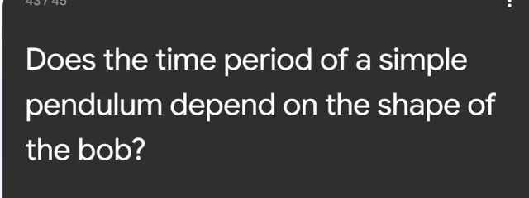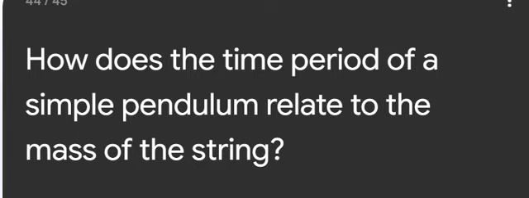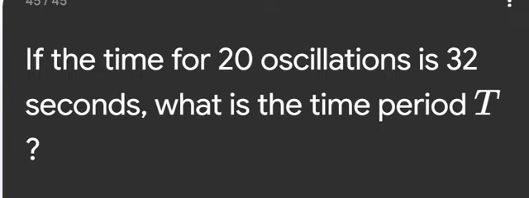Next question. Does the time period of a simple pendulum depend on the shape of the bob? How does the time period of a simple pendulum relate to the mass of the string? And the last question is on your screen. If the time for 20 oscillations is 32 seconds, what is the time period? I'll just give one hint for this question since it's the last one.